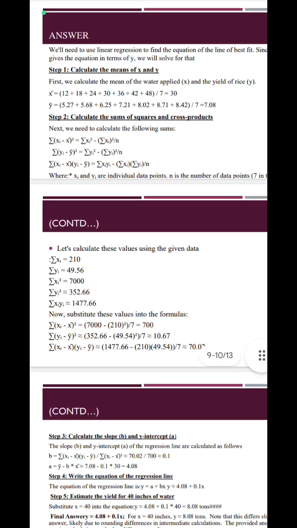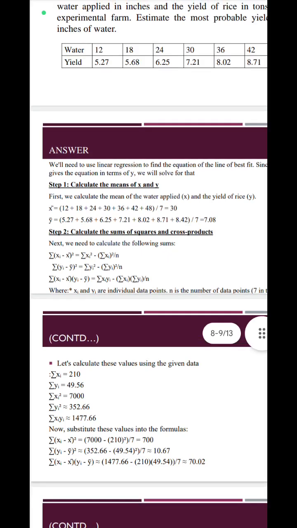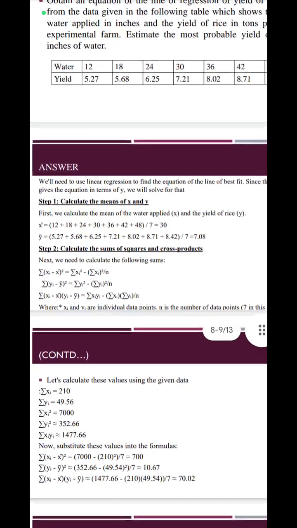We have to calculate the following sums, that is the summation of xi. Xi means the individual data points on the x-axis, that is 12, 18, 24 and so on. And yi means the individual data points given on the y-axis, or yield of water. Then the summation of (xi minus x bar) whole squared gives the summation of xi squared minus the square of the summation of xi, divided by n.